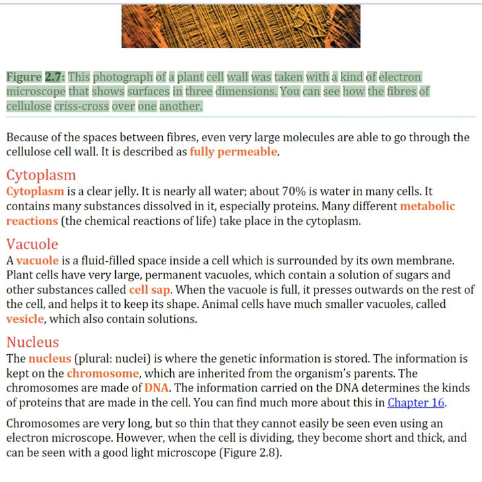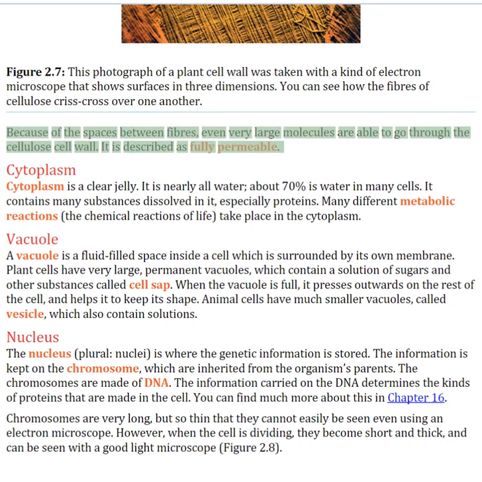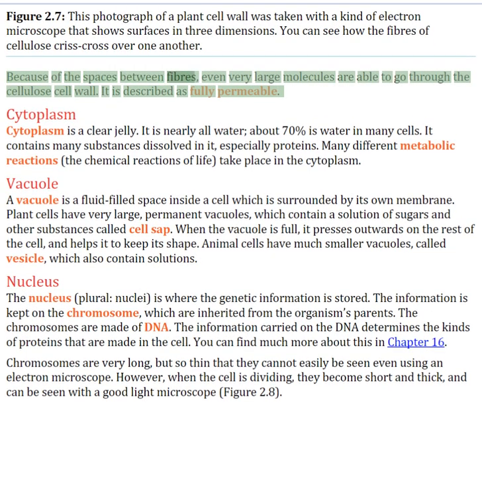Figure 2.7. This photograph of a plant cell wall was taken with a kind of electron microscope that shows surfaces in 3 dimensions. You can see how the fibers of cellulose crisscross over one another. Because of the spaces between fibers, even very large molecules are able to go through the cellulose cell wall. It is described as fully permeable.